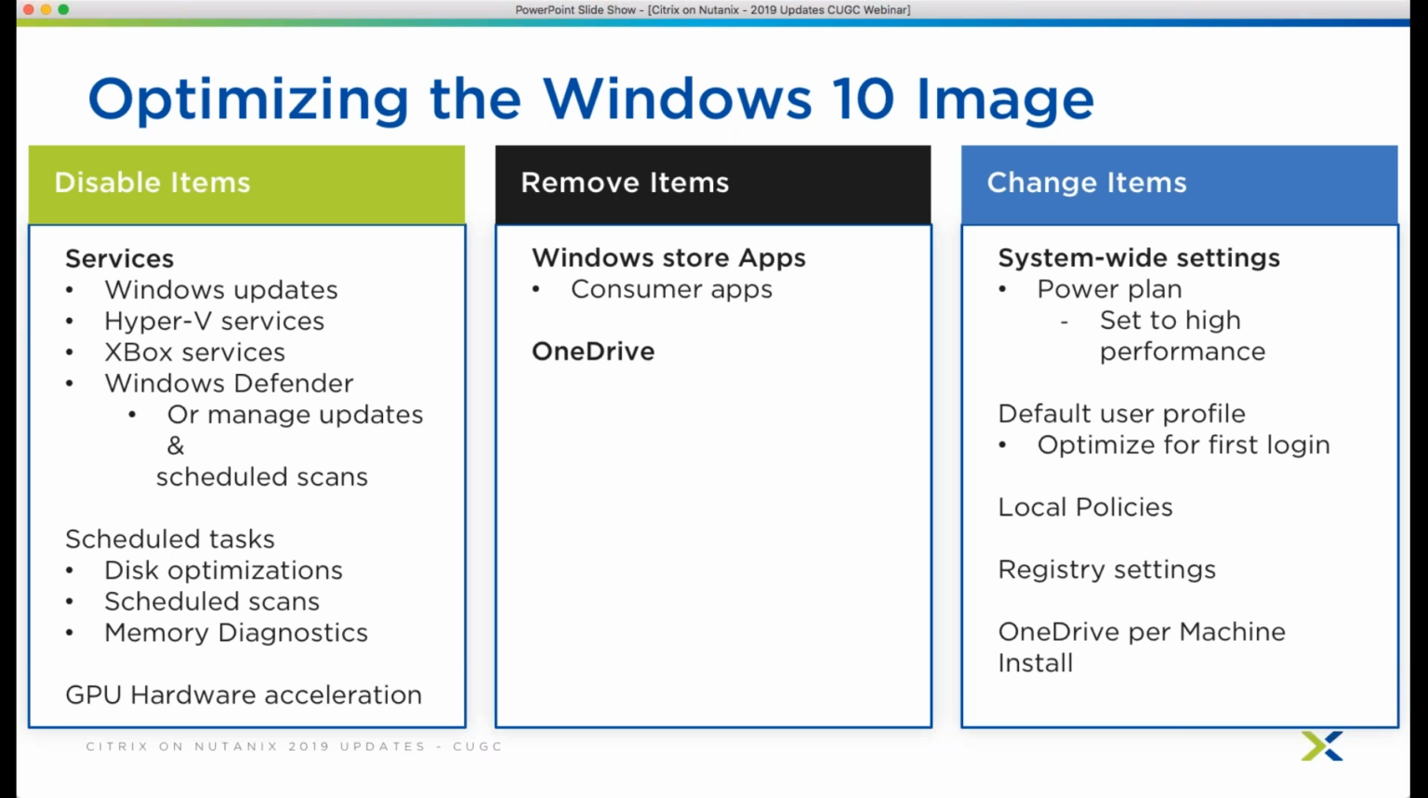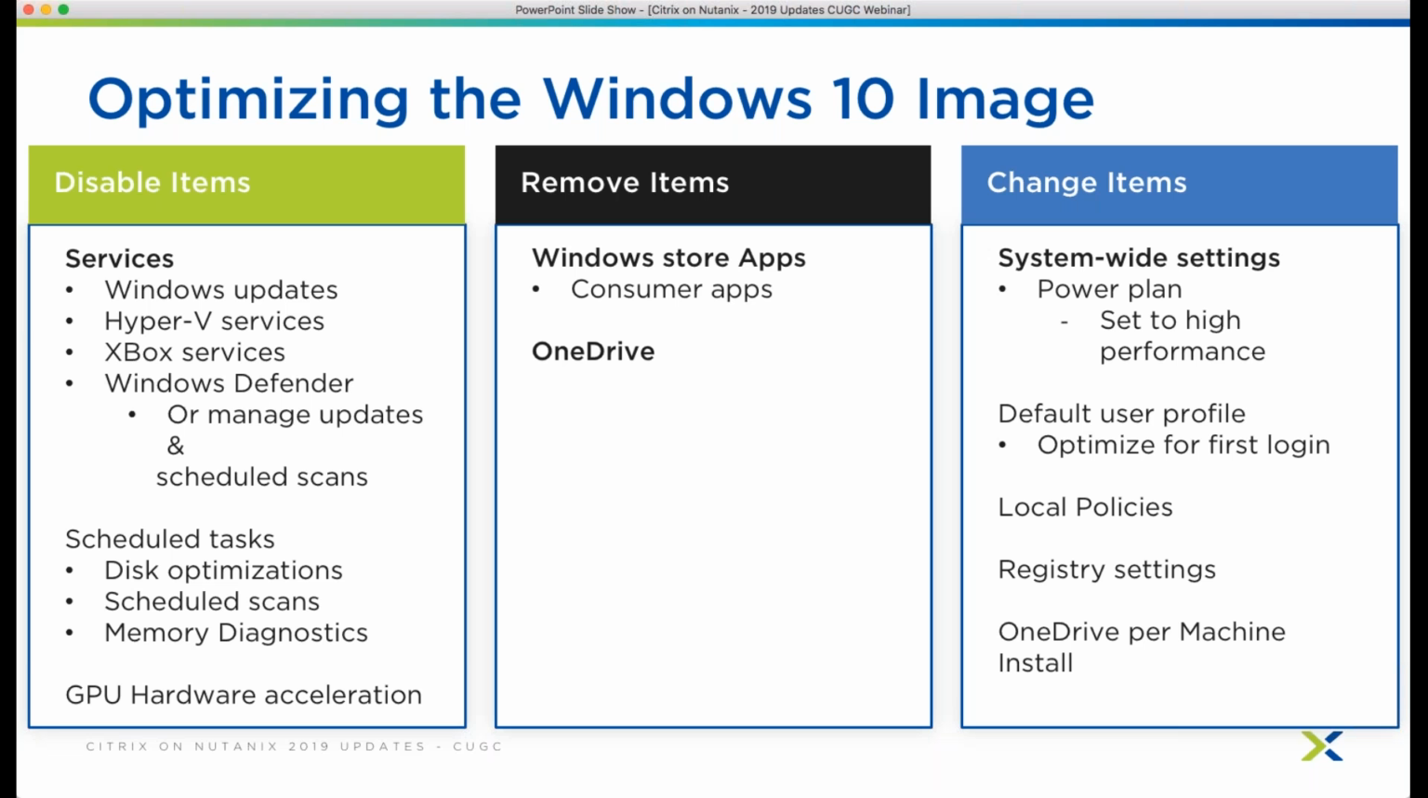Make sure that you're properly setting that for non-persistent images and so forth, and how you want to handle scans. Look at your scheduled tasks, any optimizations that run, scheduled scans, memory diagnostics, and then look at GPU hardware acceleration. If you're not using GPUs, make sure you turn that off in IE, Office, other apps, etc. Otherwise, you're wasting extra performance by having that turned on when not using it.